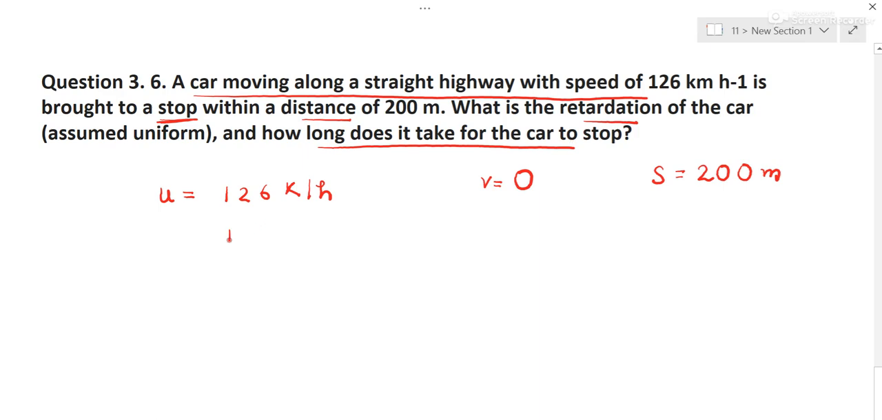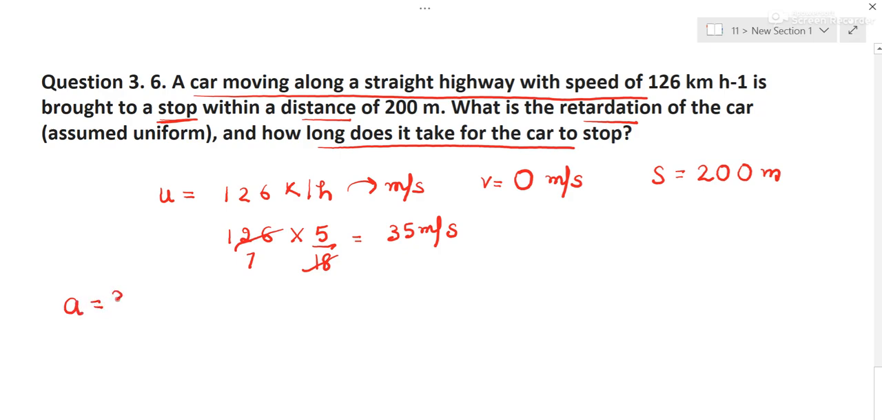So we'll convert 126 km per hour into meter per second. How to convert into meter per second? We'll multiply with 5 by 18. Okay, so it will come as 18 7 the 7 5 the 35 meter per second, and final velocity is 0 meter per second because it has to stop. Now we have to find out retardation and time.